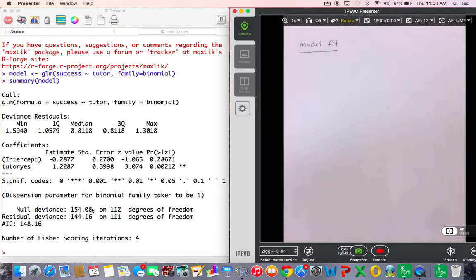Working much in the same spirit as log linear analysis, we examined the worth of the model essentially in how much it changed when we added a predictor. So the residual deviance is after we add the predictor tutor, and we can see that the deviance, the negative 2LL, decreased approximately 10 units. And we can see that we have the degrees of freedom. Now our question is, is that change statistically significant? Now a couple things about the deviance.